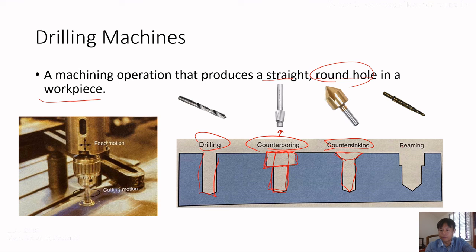And then the third one is reaming. Reaming means creating a bigger hole. Initially we had a smaller hole like this, but we want to extend the hole. Then we can use the reaming drill bit to make the round hole larger.